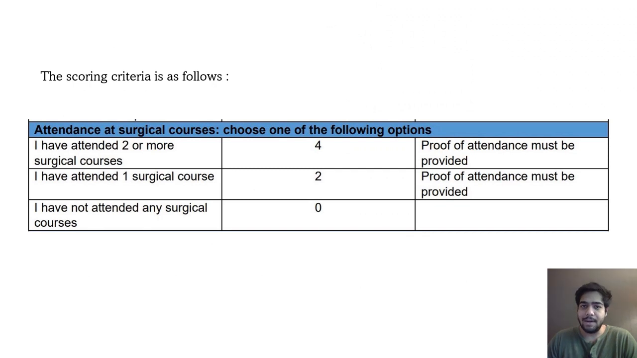So the scoring criteria for the courses is as follows. If you have attended 2 or more surgical courses, then you will be scoring the highest, which is 4 points. If you've attended a single surgical course, then you'll be given 2 points. And if you have not attended any surgical course in the previous list, then you'll be given 0 points.